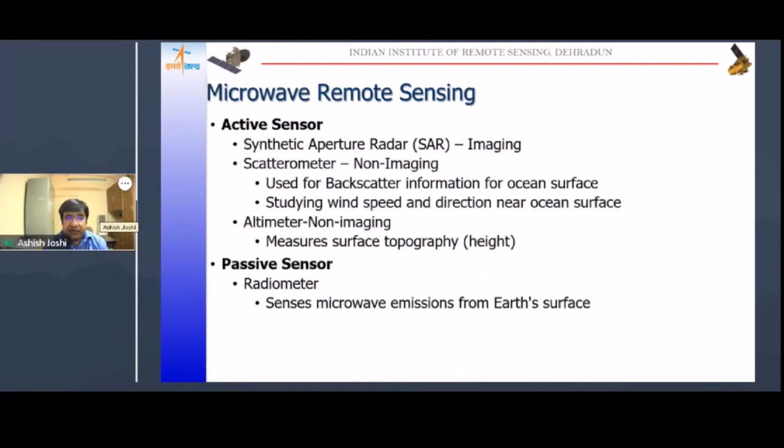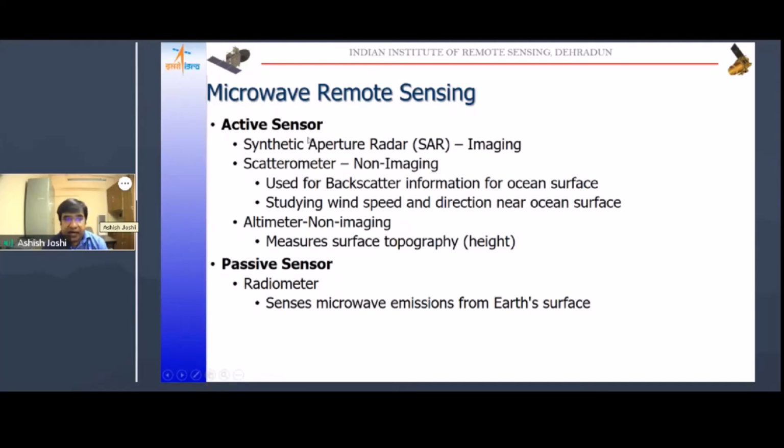So now what is microwave remote sensing? Basically, microwave remote sensing has active remote sensing and also passive remote sensing. Active remote sensing will be done through the active sensors. So what are the active sensors? It is the synthetic aperture radar, which is called SAR. It is an imaging technique. In remote sensing, we can do either imaging or non-imaging. Imaging data is two-dimensional data, but non-imaging data is profile data, single one-dimensional data.